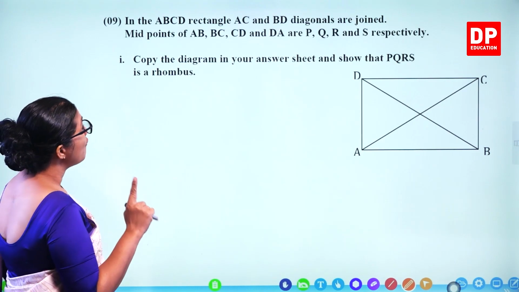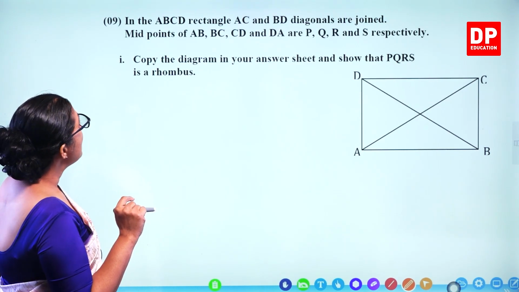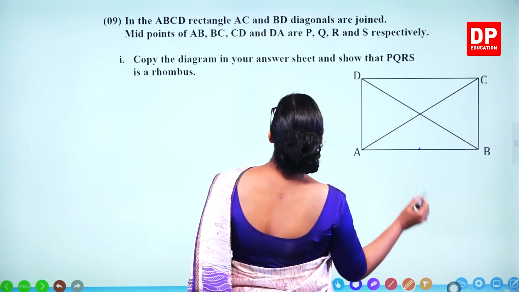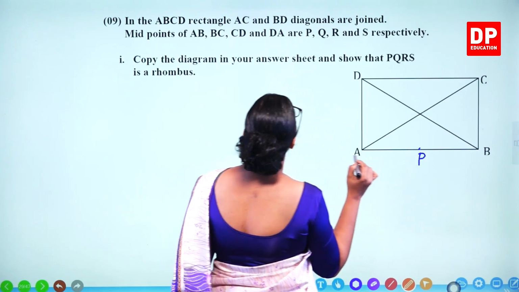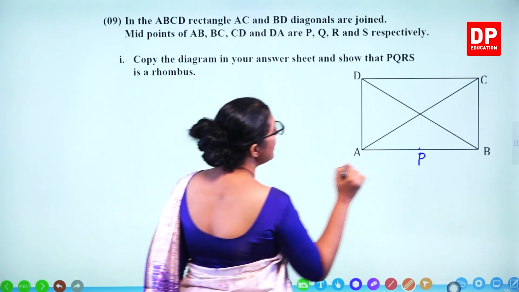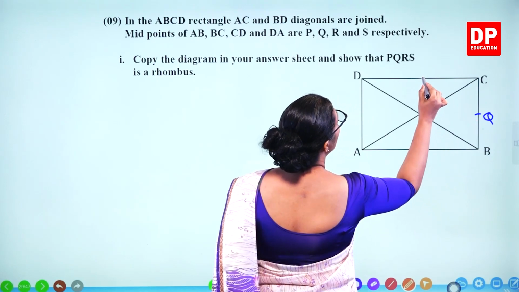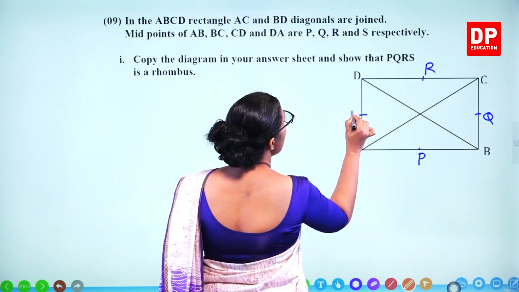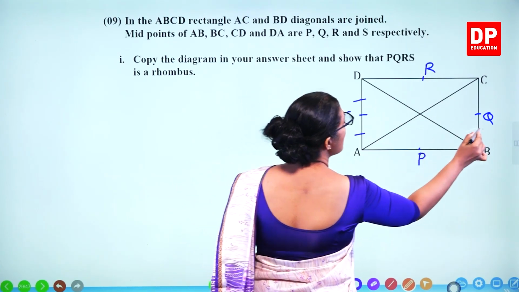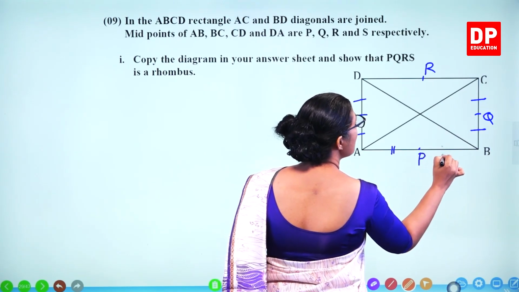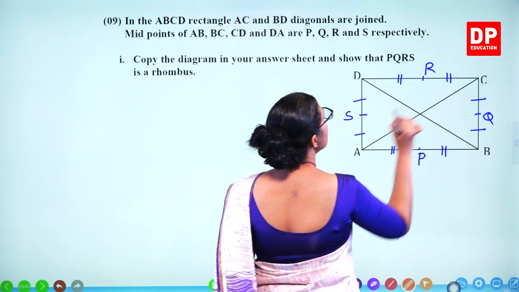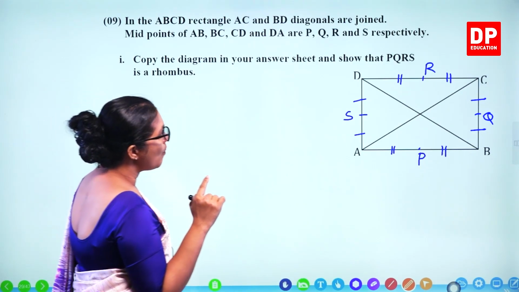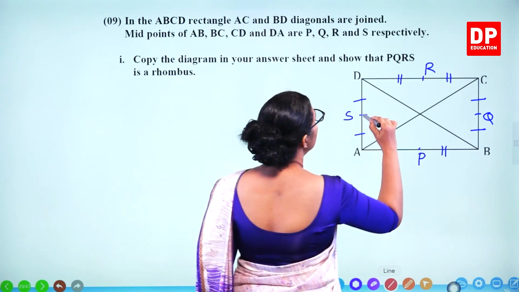So this is the diagram. So you have to mark the midpoints. Midpoint of AB, so this is P. Midpoint of BC, that's Q. CD, that's R, this is S. So these lengths are equal. This length we can mark like this, midpoints, all are midpoints. Copy and answer this question. Show that PQRS is a rhombus.